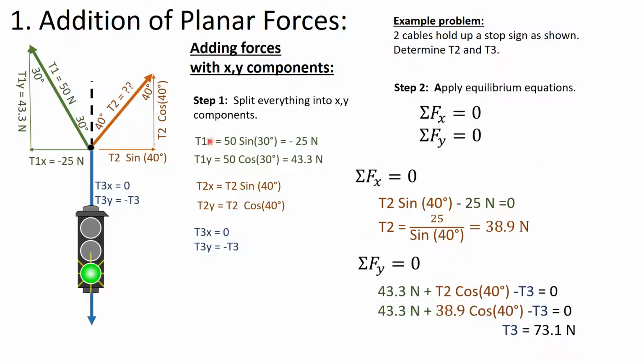Here's everything in the y direction. We have positive and positive from those cables on the top, so plus, plus. And then T3 down is usually considered negative. So now we can solve for T3. So you can see here's all of the steps for adding together vectors with components, and we get the same results here as we got with the triangle method.